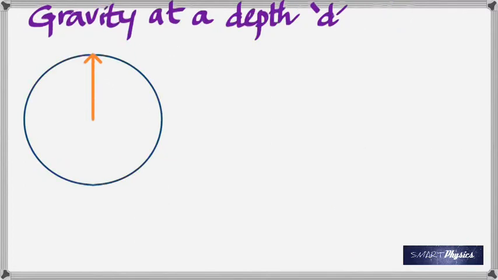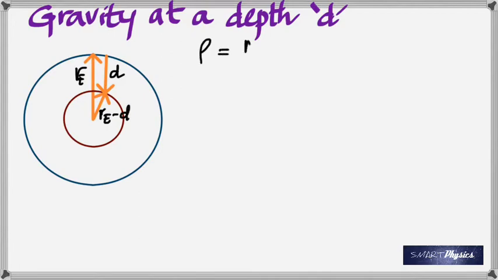And tell me why. So gravity at a depth d. That's the Earth. We are trying to find the acceleration of gravity at this point. We've gone down by d meters. We are at this point. So if the radius of the Earth is RE, then the radius of the smaller sphere is RE minus d, isn't it? The whole thing is RE, that is d, so this will be RE minus d. We're trying to find the mass of that smaller sphere.